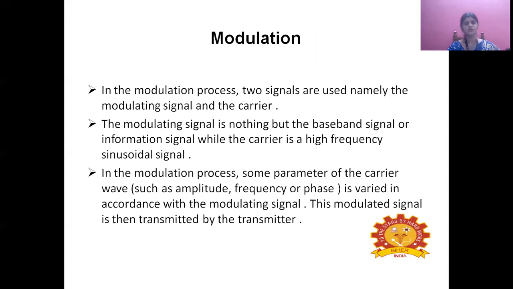Modulation. In the modulation process, two signals are used. One is the modulating signal, the other one is the carrier. The modulating signal is nothing but the baseband signal, which is a low frequency one. The baseband signal cannot be transmitted over long distances. Therefore, it is impressed upon a high frequency carrier signal. This is called modulation. In this modulation, some of the parameters of the carrier signal, that is amplitude, frequency, or phase, are varied in accordance with the amplitude variations of the modulating signal. This modulated signal is then transmitted by the transmitter.